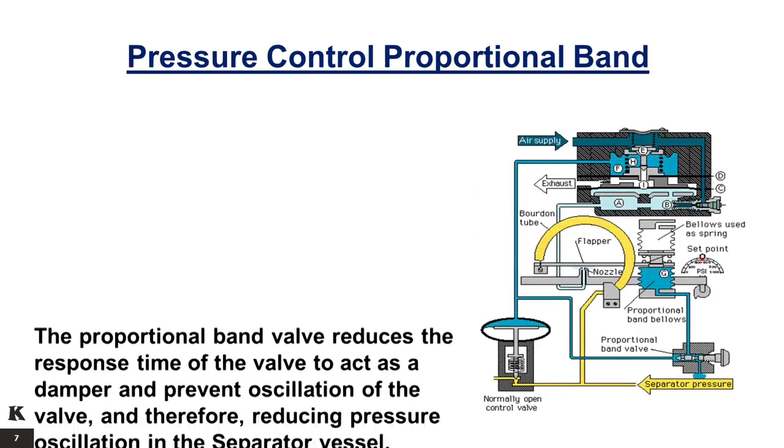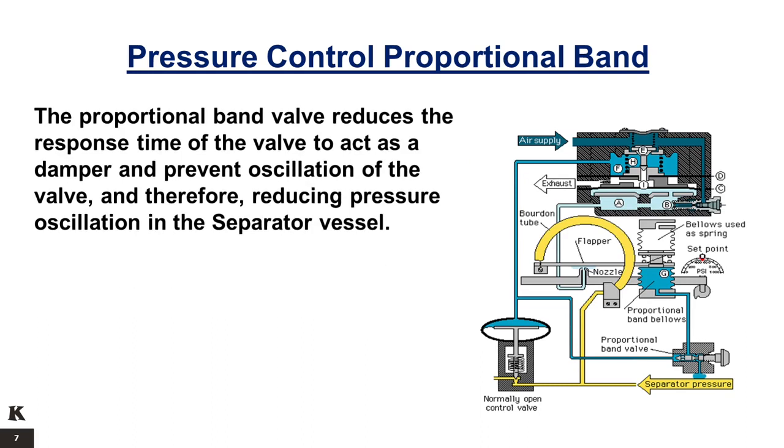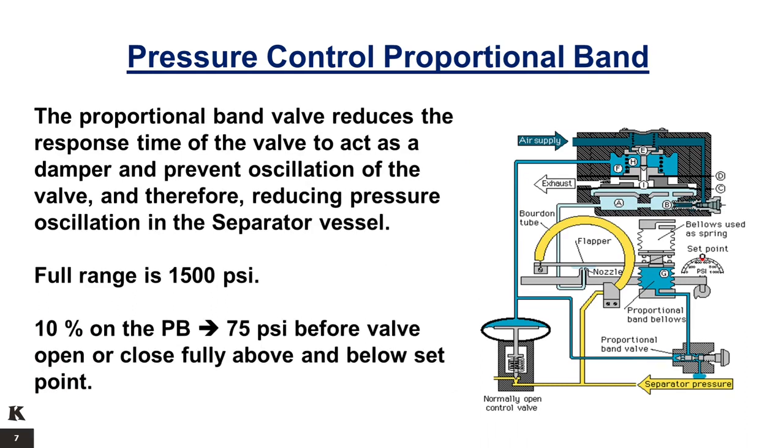Pressure control proportional band. The proportional band valve reduces the response time of the valve to act as a damper and prevent oscillation of the valve, and therefore, reducing pressure oscillation in the separator vessel. The full range is 1,500 psi. 10% on the proportional band means 75 psi before valve opens or closes fully above and below set point.